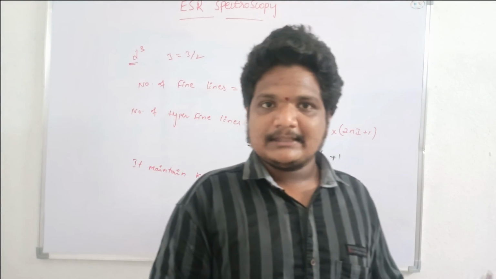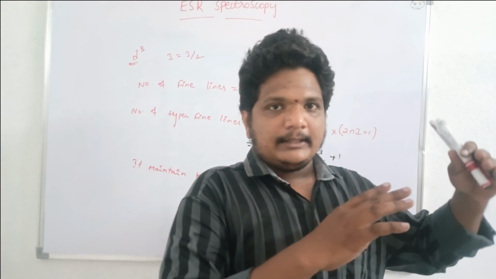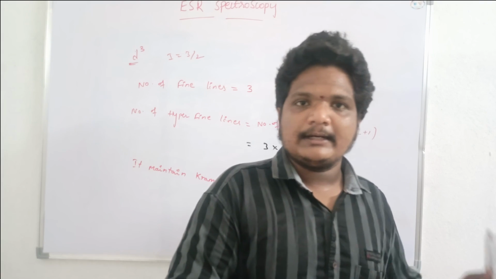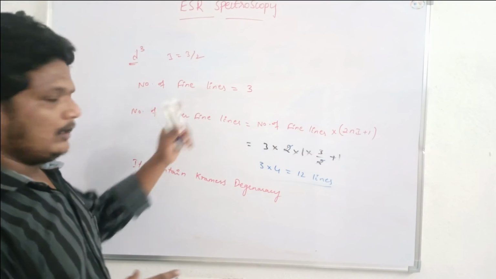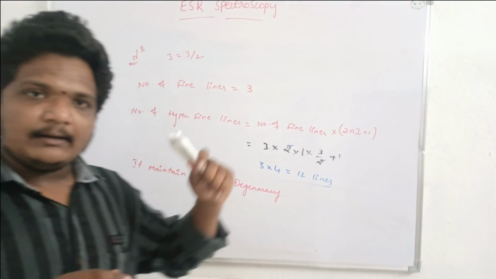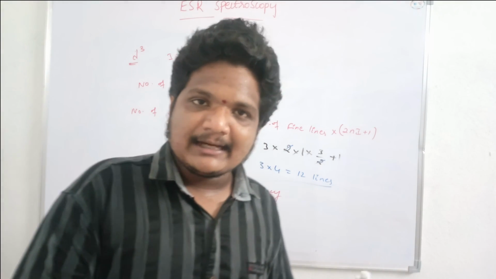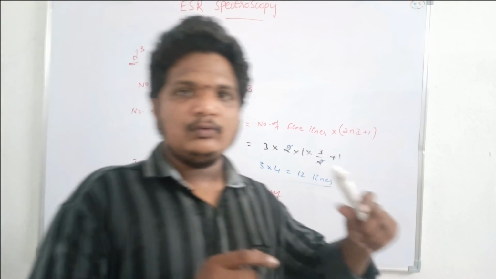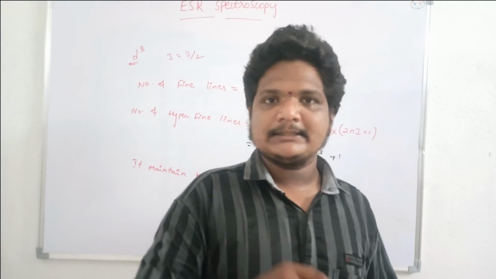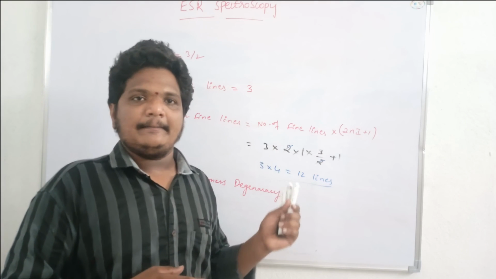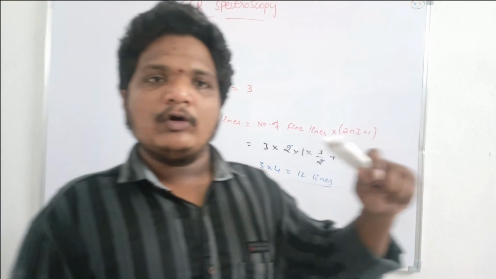So this is about how the zero field splitting takes place in the case of the D3 system, how to find out whether a particular system will maintain the Kramers degeneracy or not, and how to calculate the number of fine lines and hyperfine lines in transition metal complexes containing more than one unpaired electron.